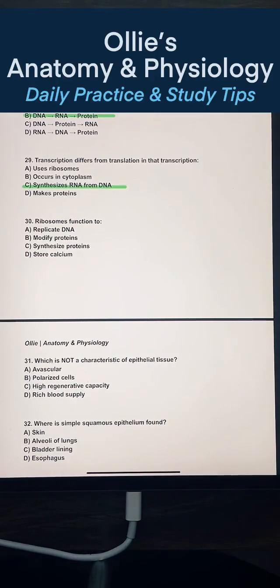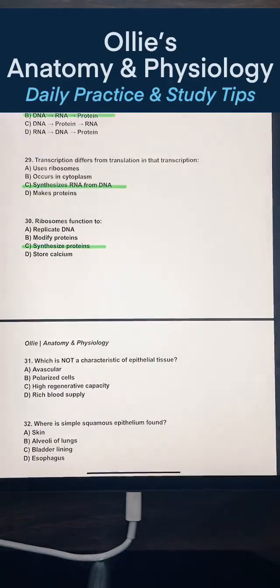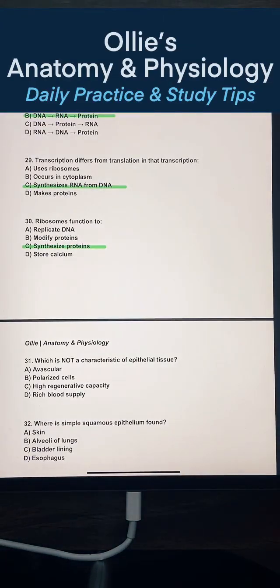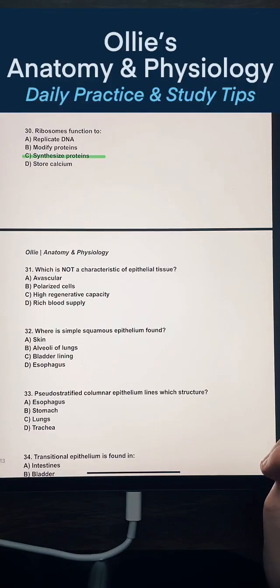But number 30, the answer is C. It is to synthesize proteins. Ribosomes are the site of translation, using mRNA and tRNA to build our polypeptides, forming our proteins. Number 31, we're going to move to the next page of questions here. Again, we're moving into some histology and some tissue questions for anatomy and physiology.